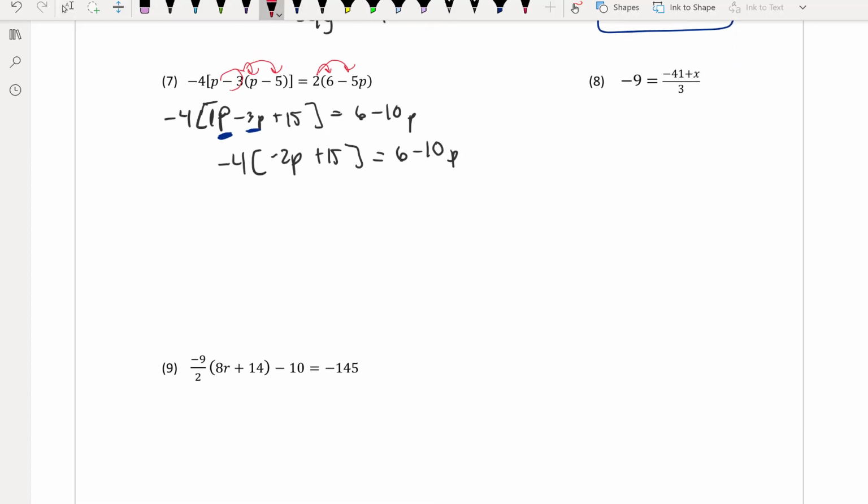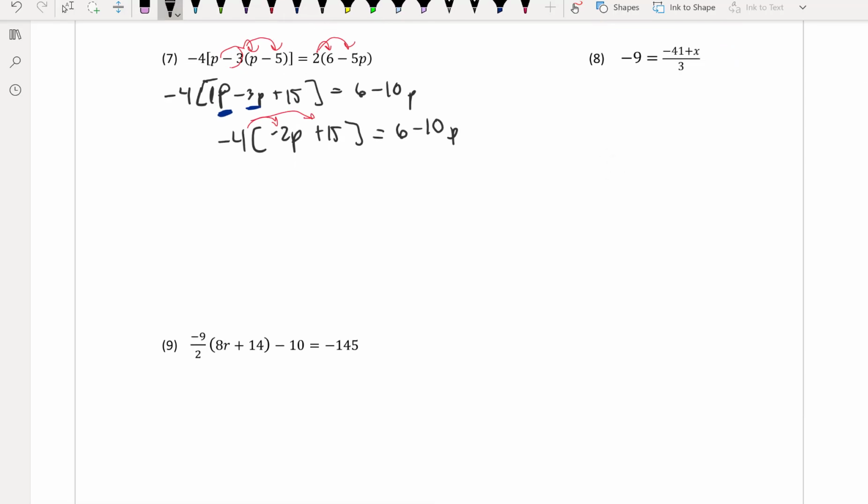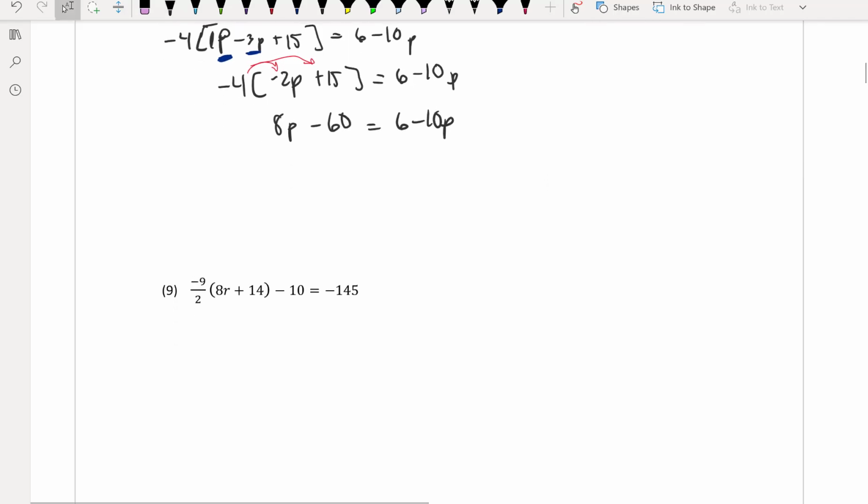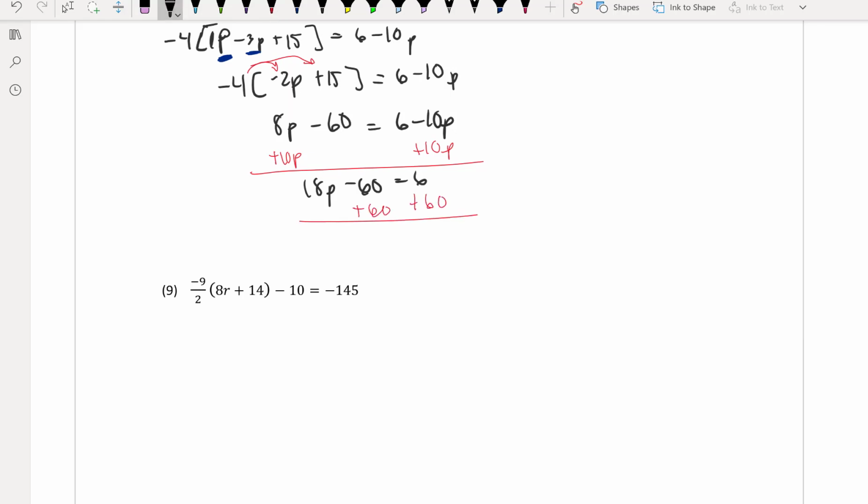So now when I distribute that negative 4, I have one less thing that I have to multiply by. So now I have negative 4 times negative 2, which is a positive 8p. And I'm going to have 4 times my 15, which is a 60. And it's negative because it was negative 4. And I have 6 minus 10p. So now from here, what I'm going to do is I'm going to add 10p to both sides. So that 18p minus 60 is equal to 6. So if I add 60 to both sides, I'm going to have 18p is equal to 66.